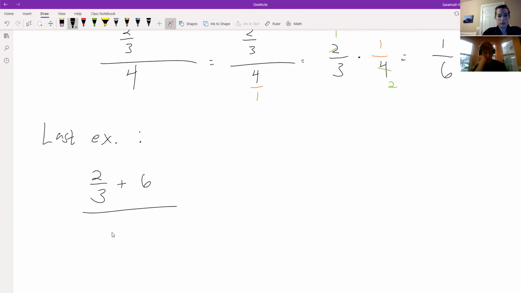Over 1 plus 9/14. Okay, so this is the last example that we need to look at to kind of set ourselves up. And then let me mute here, go help Matthew. I'll be right back.